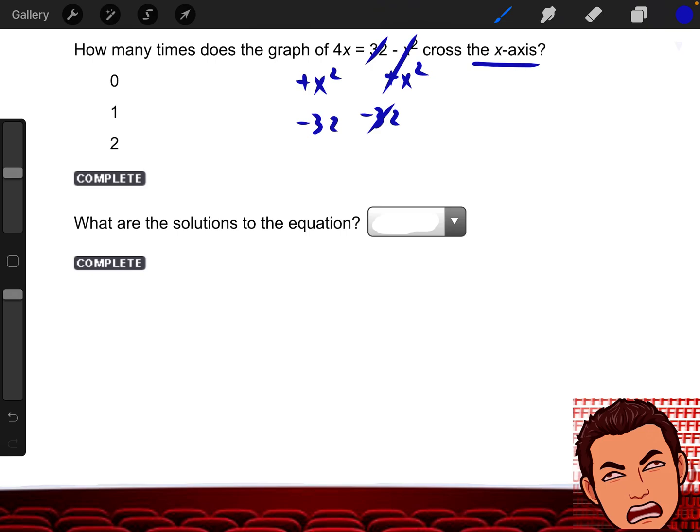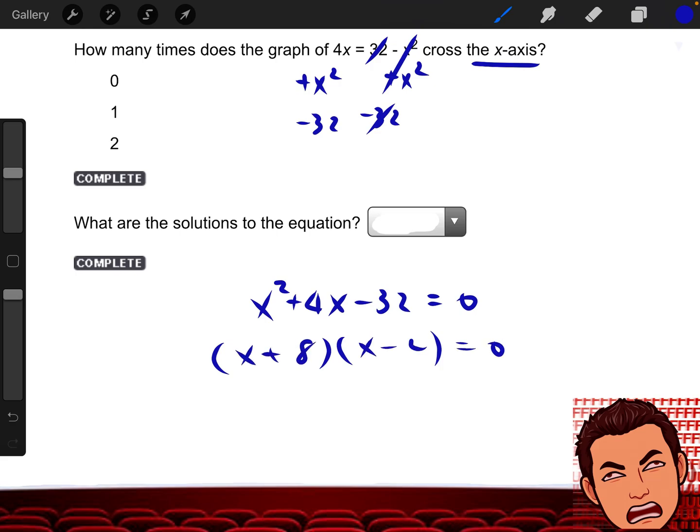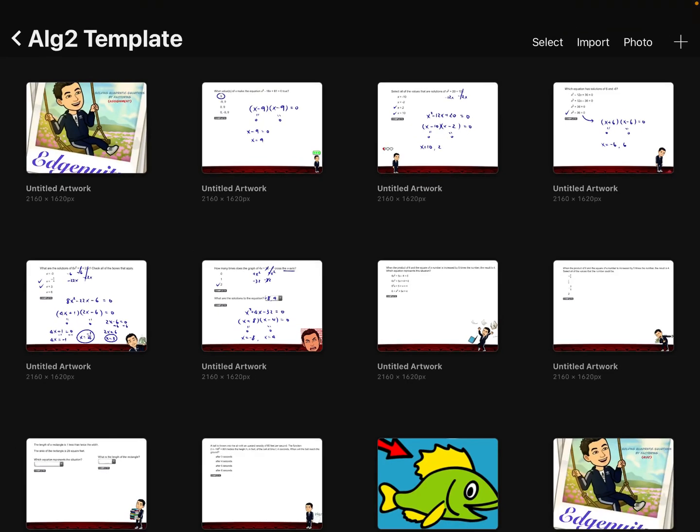So I can rewrite this as x squared plus 4x minus 32 equals 0, and go ahead and factor this. So you're going to get x plus 8 times x minus 4. Okay, so set each factor equal to 0. You're going to find that x equals negative 8 or x equals positive 4. So negative 8, positive 4, and it's going to be 2 times, because there are 2 solutions.